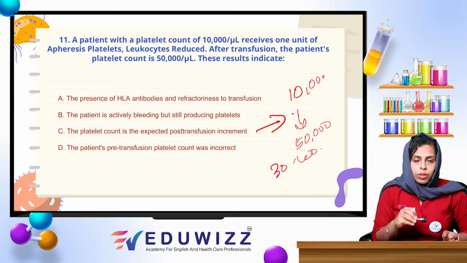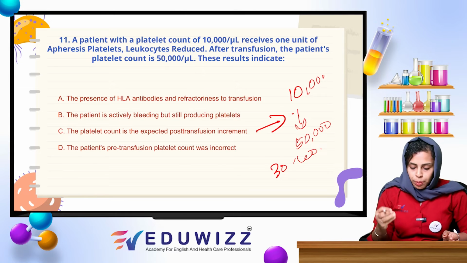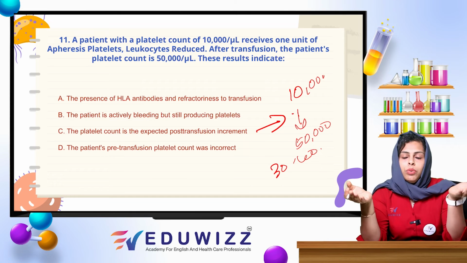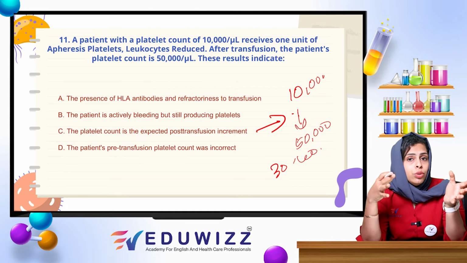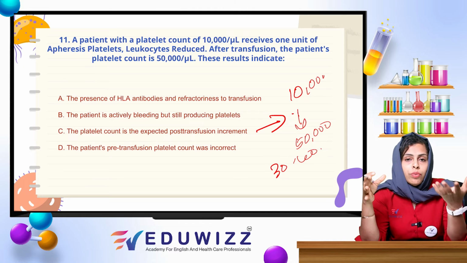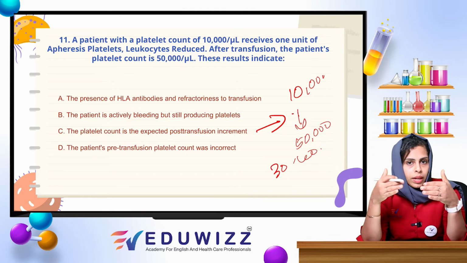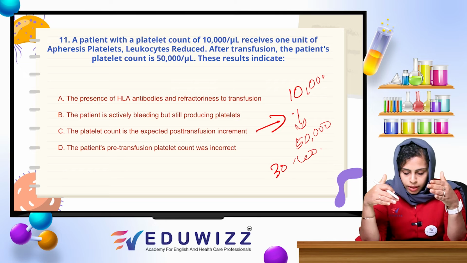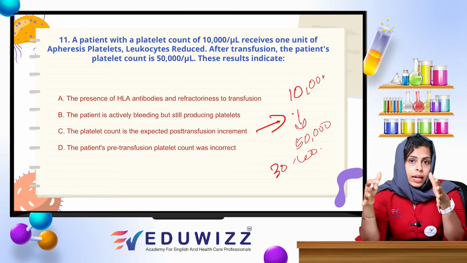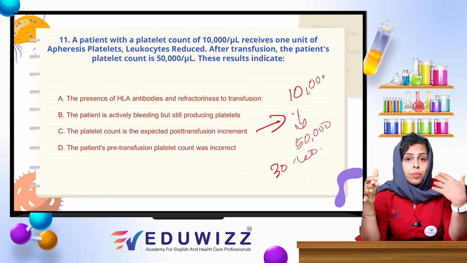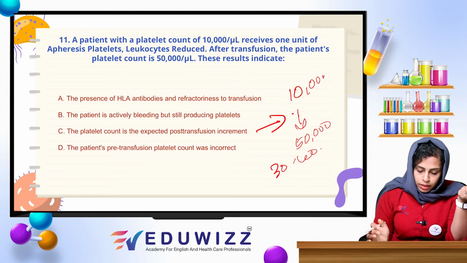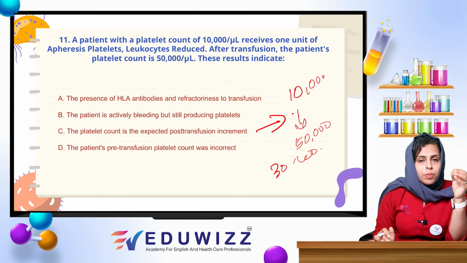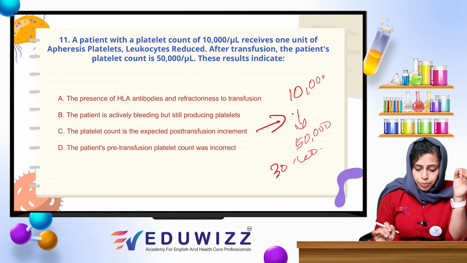It is the correct one. There is no abnormality, no refractoriness to the transfusion, and no HLA antibodies present in this condition. If HLA antibodies were present, there would not be an increase of platelets up to 50,000; there would be a decrease. Also, if the bleeding were active, the count could not be increased to this amount. So the answer is that it is the correct one and it is the expected post-transfusion increment.